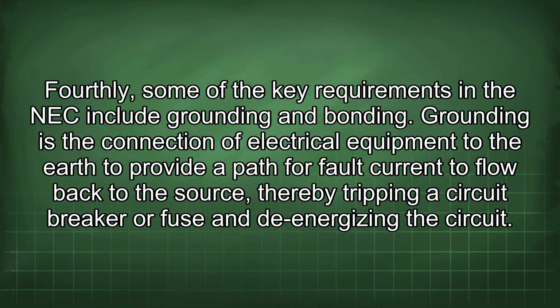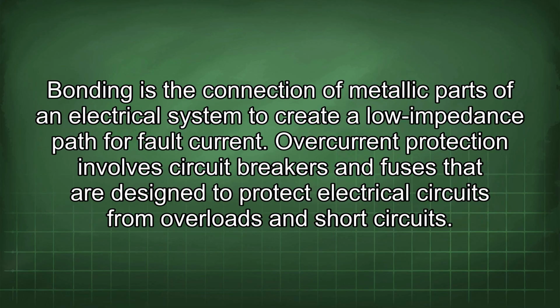Fourthly, some of the key requirements in the NEC include grounding and bonding. Grounding is the connection of electrical equipment to the earth to provide a path for fault current to flow back to the source, thereby tripping a circuit breaker or fuse and de-energizing the circuit. Bonding is the connection of metallic parts of an electrical system to create a low impedance path for fault current.